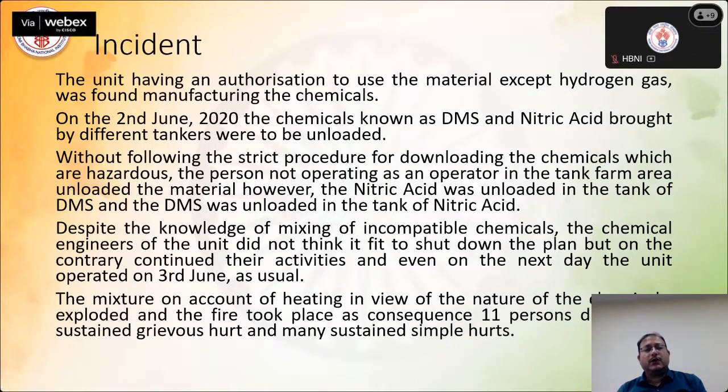Despite the knowledge of mixing of incompatible chemicals, the chemical engineers of the unit did not think it fit to shut down the plant, but on the contrary, continued the activities. Even on the next day, the unit operated on 3rd June as usual. Nobody bothered that they had done something wrong or compromised safety parameters. The mixture, on account of heating in view of the nature of the chemicals, exploded and the fire took place. As a consequence, 11 people died, many sustained grievous hurt, and many sustained simple hurts.